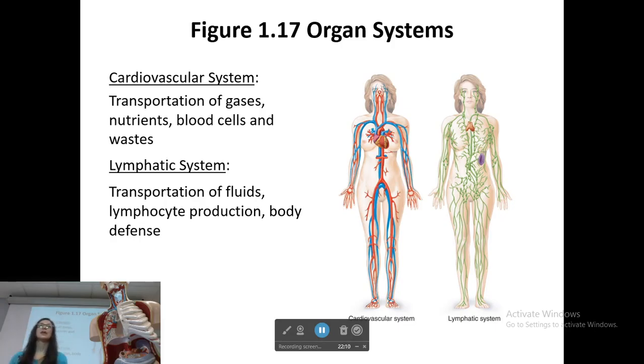Okay, so you should have the heart and the blood vessels on there. And the different types of blood vessels are arteries and veins. Okay, what does the cardiovascular system do? It pumps blood through your body, right? And what's in the blood? Why do you have to circulate blood through your body? What's in it that's important? Oxygen is one thing. What else?